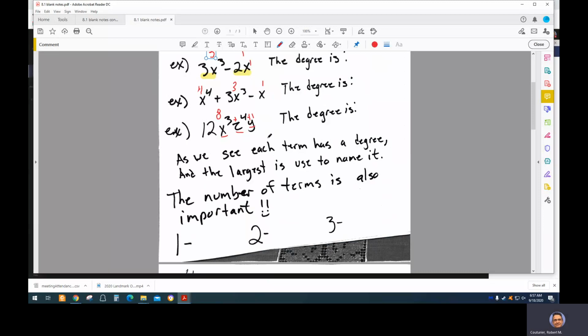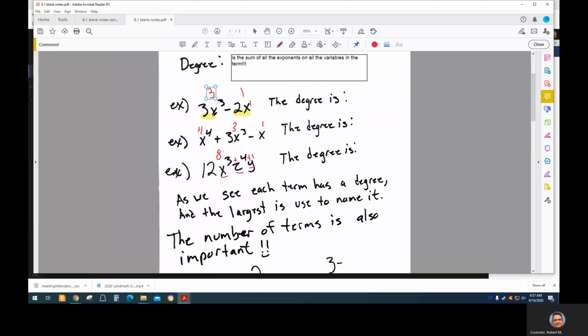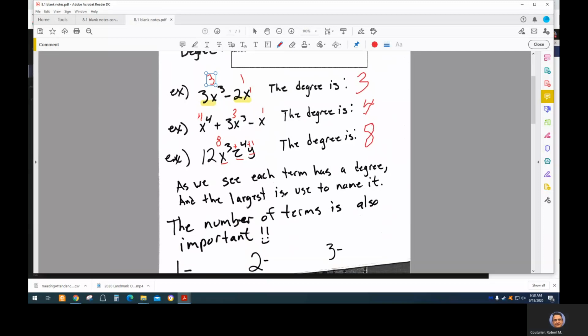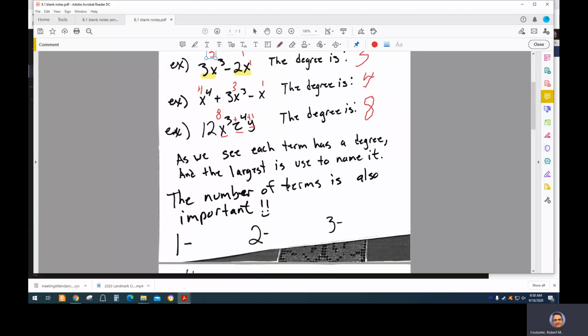As we see, each term has its own individual degree. And the largest is what we use to name it. So what is the degree of this polynomial? We look at each term and we say, okay, which term has the highest degree? So the degree of this polynomial is a degree 3. This degree is 4. This degree is 8. It's the largest degree in each one. And then we use that, and of course, how many terms there are to get its first and last name.